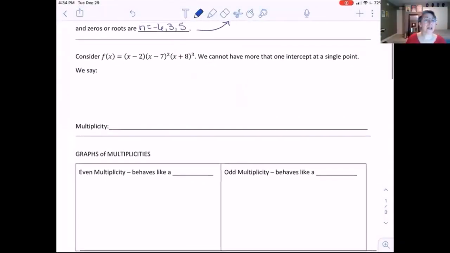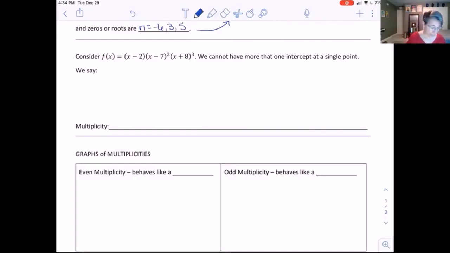Let's consider f of x equaling this polynomial, where we have the binomial x minus 2, multiplied by the binomial x minus 7, that quantity squared. So technically, 2 of those are showing up. And then we have 3 of the x plus 8. Problem is, we can't have more than one intercept at a single point.